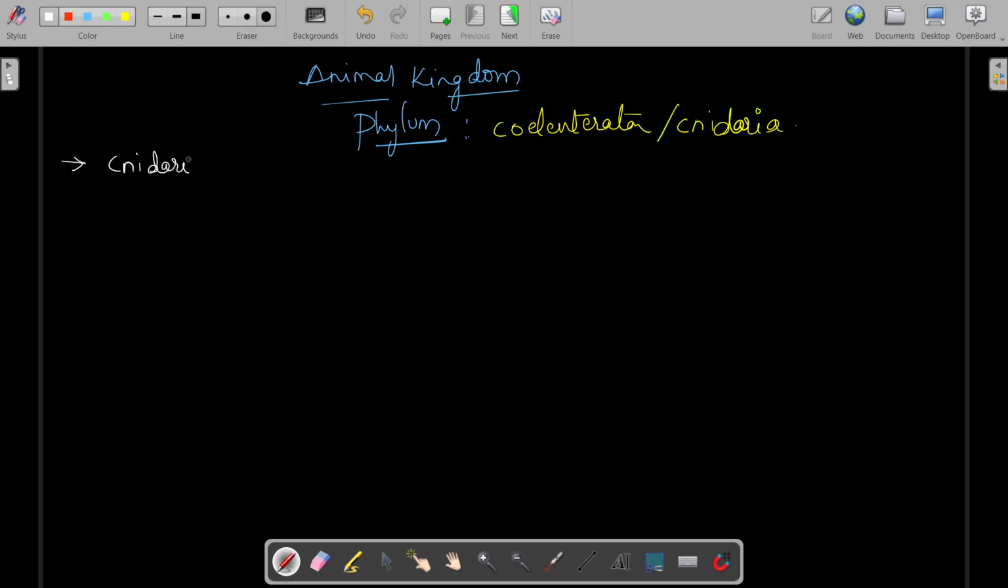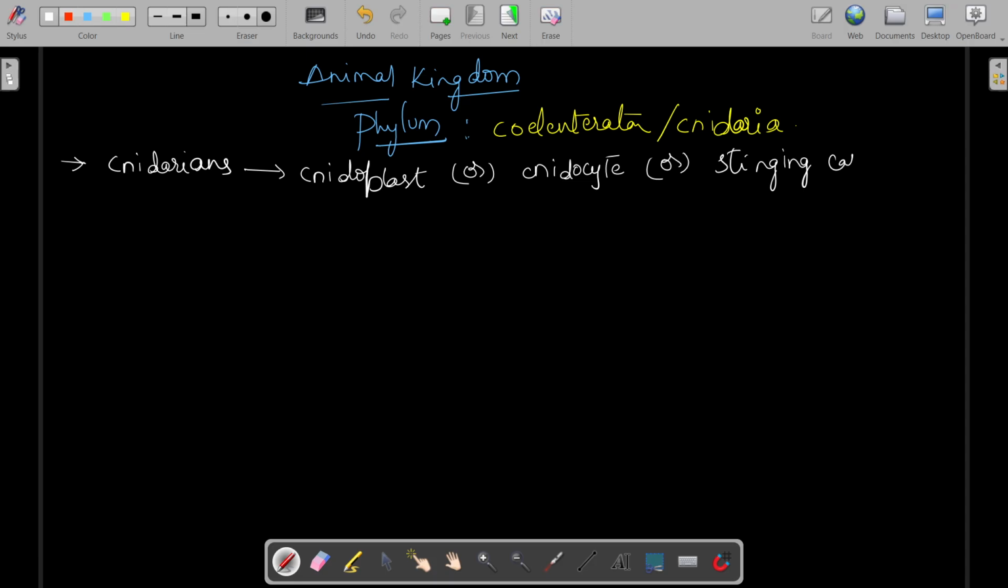Cnidarians. Why? Because of the presence of cnidoblast, or cnidocyte, or you can say stinging capsule.